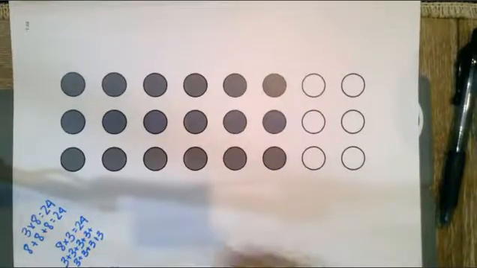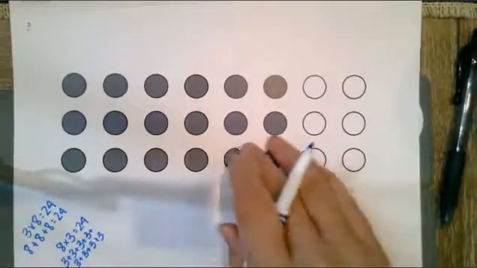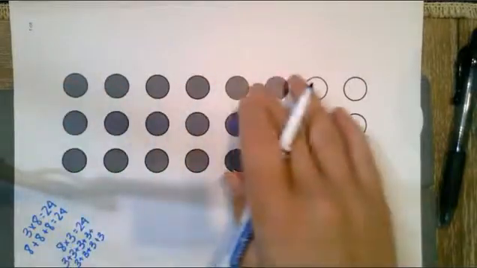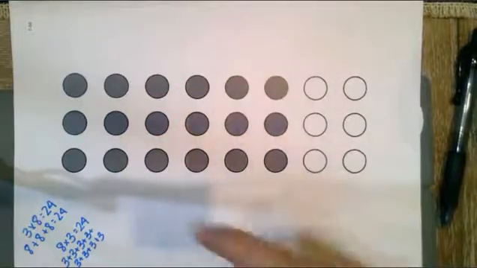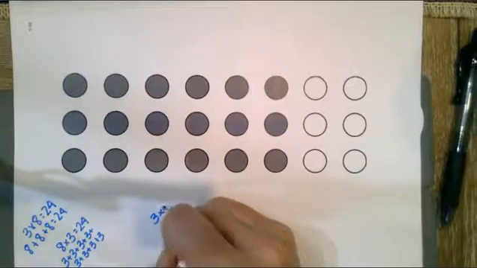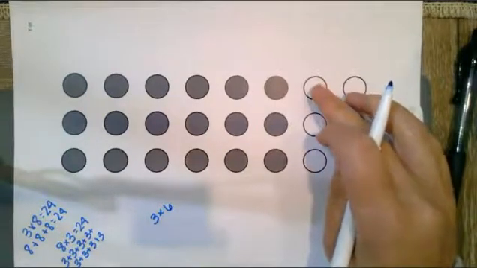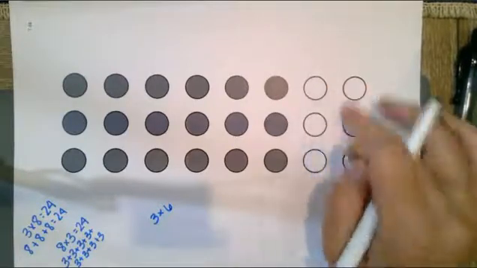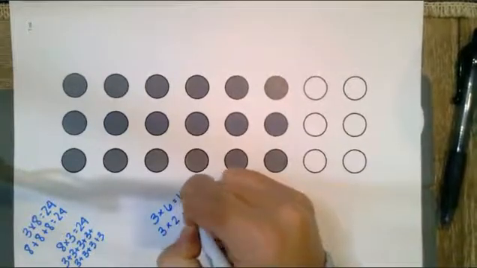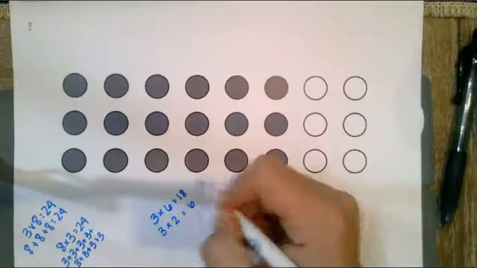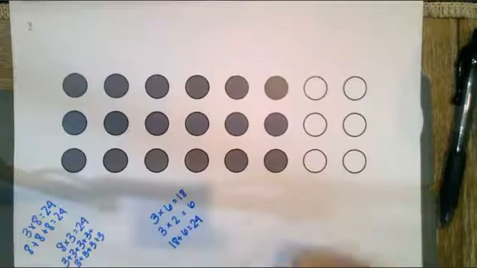You also may have decided to just first focus on these black dots. So you may have seen 3 rows of 6. 1, 2, 3, 4, 5, 6. So you may have decided to do 3 times 6 and then added your 3 times 2. So here are my 3 and then 2. So 3 times 6 is 18 and 3 times 2 is 6. And then you may have decided to add those to get 24.